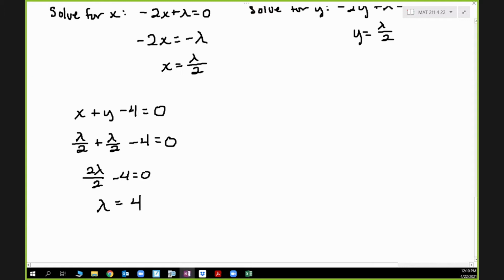How did you get the 2 over 2? Oh, because you have two lambdas. You added them. Gotcha. Okay. Yes, exactly.